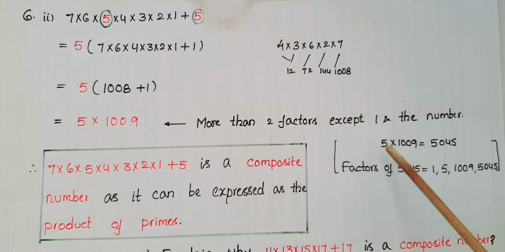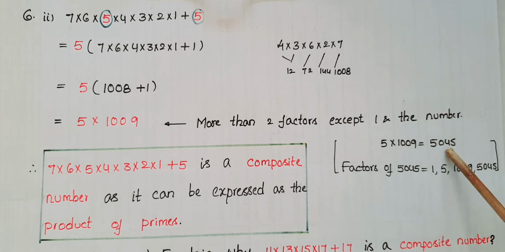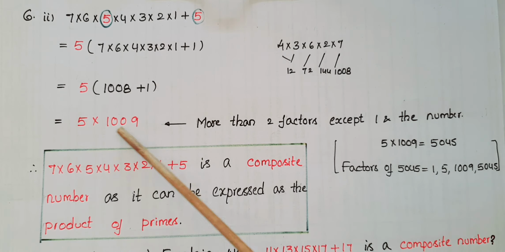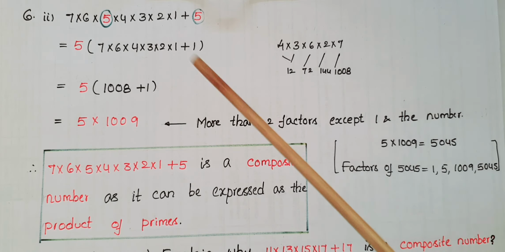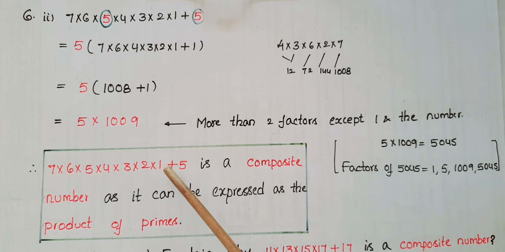For example, if you multiply this 5 into 1009, that is 5045. So 5045 has factors of 1, 5 and 1009 and 5045. Here 1 and this number are the factors, and 5 and 1009 are the factors. So there are four factors here. So more than two factors for this expression. So you can say that this is a composite number as it can be expressed as the product of primes.